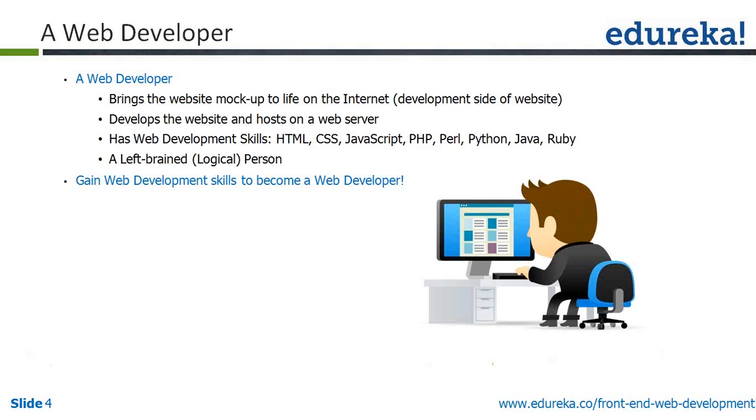So to become a web developer, you need to have these development skills. Those skills are HTML, CSS, JavaScript. These are the front-end skills. For doing the back-end development, you need to be familiar with any of these languages: PHP, Perl, Python, Java, and Ruby.